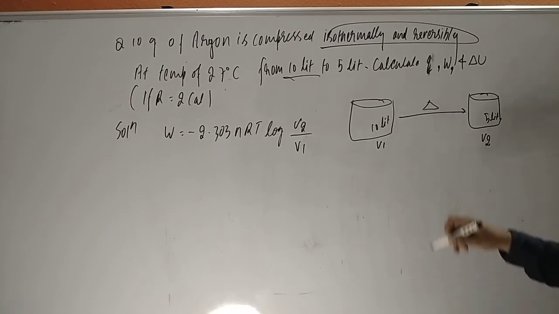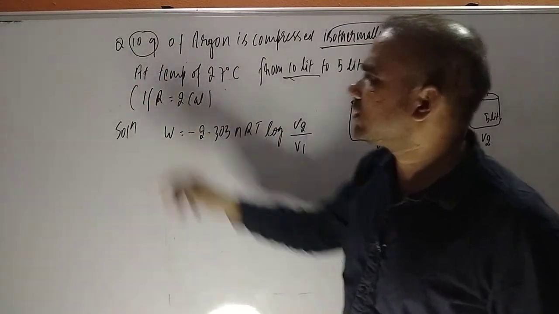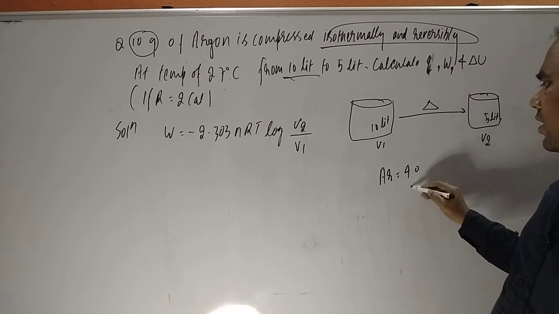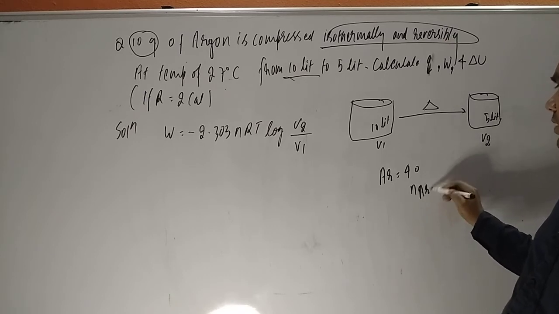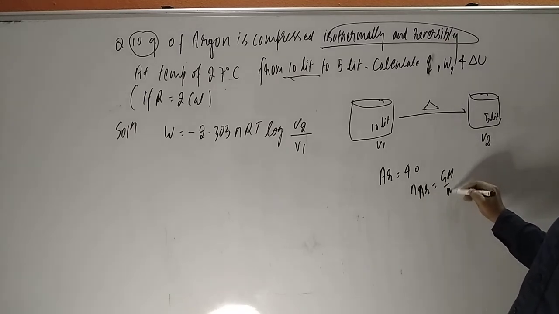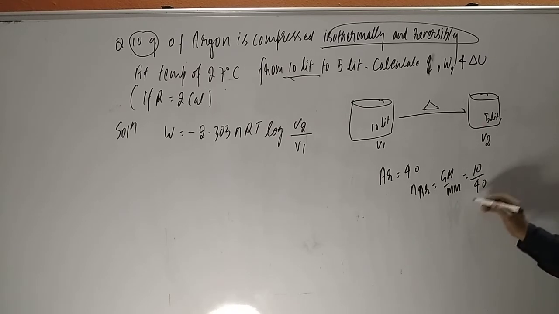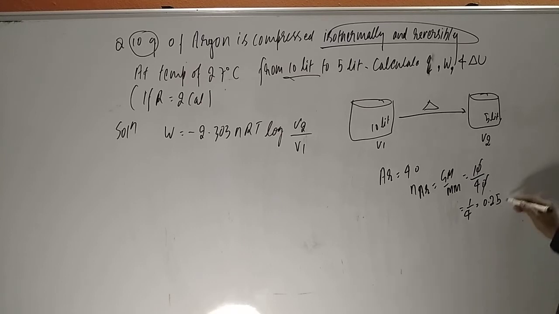Here the mass is 10 gram, and the argon atomic mass is 40. So n of argon is given mass upon molar mass. Given mass is 10, molar mass is 40, so 10 10 cancel out, 1 by 4. So 0.25 mole of argon is coming. So here you put in the mole value.